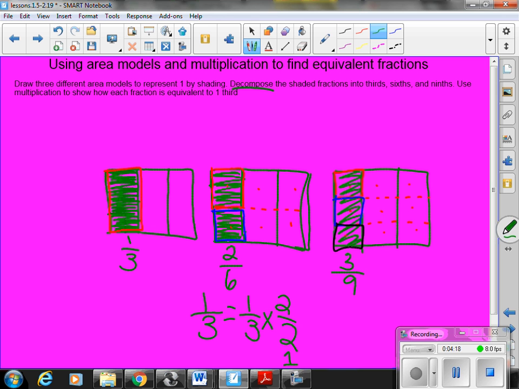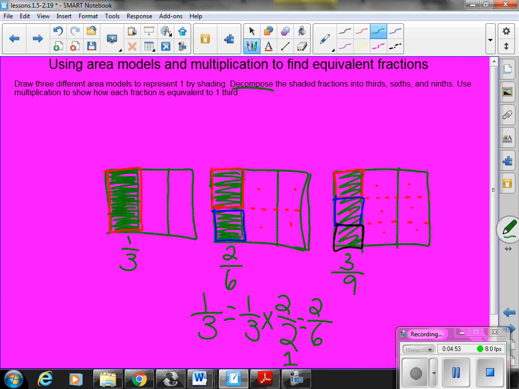And when we multiply 1 by any number, we get that number. So 1/3 times 2/2 is essentially saying 1/3 times 1. We're just naming it differently. And so 1 times 2 gives us 2. That shows us our shaded parts. And then 3 whole parts multiplied 2 times gives us 6 whole parts. So that shows us that 1/3 is equal to 2/6 because we just multiplied it by 1 and we got 2/6.